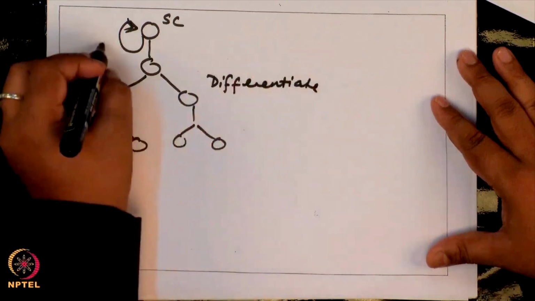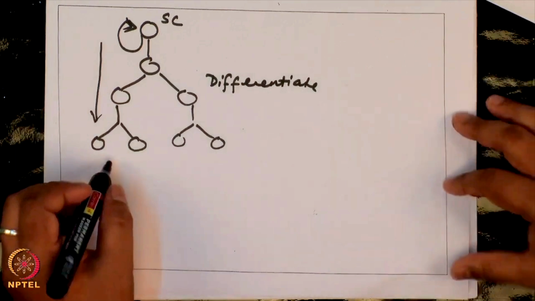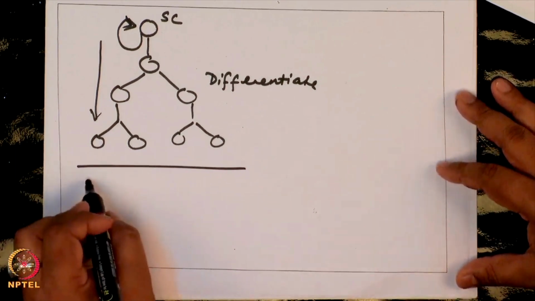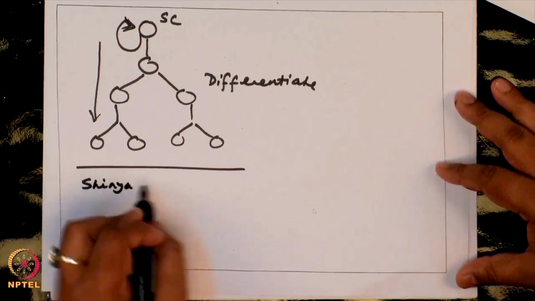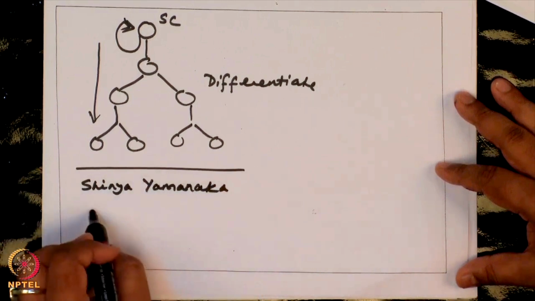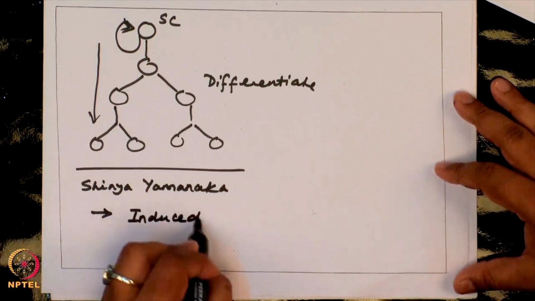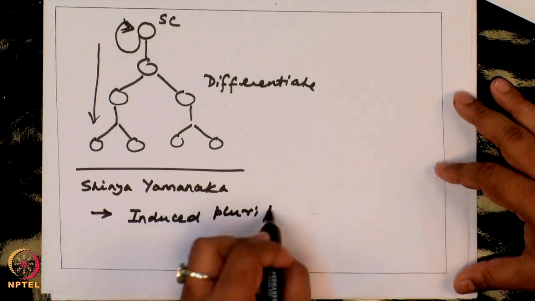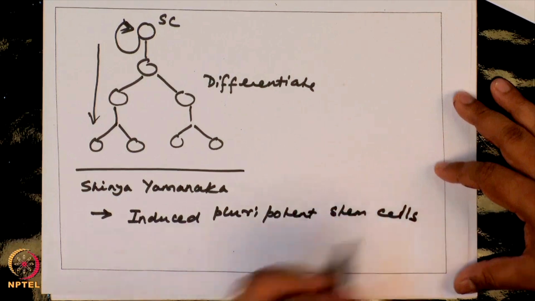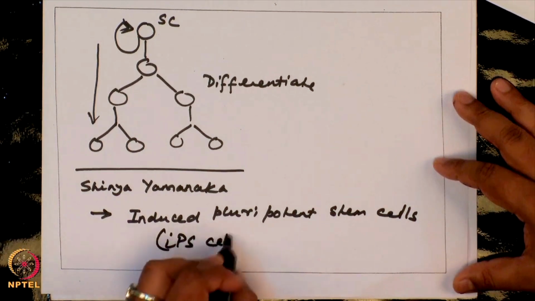Okay, suggesting that you can only traverse the tree in this direction or downward direction. But this was changed by the seminal work of Shinya Yamanaka, very recently. He showed that you can generate induced pluripotent stem cells. In short, they are referred to as iPS cells.